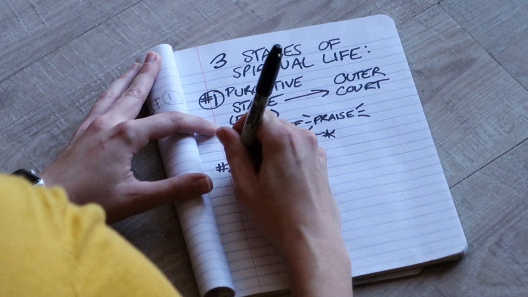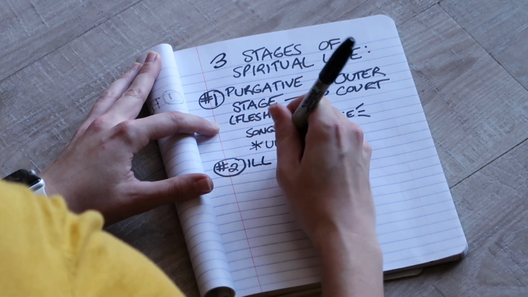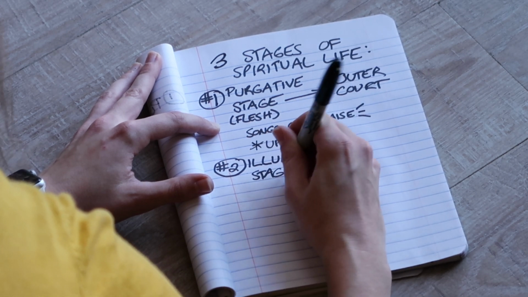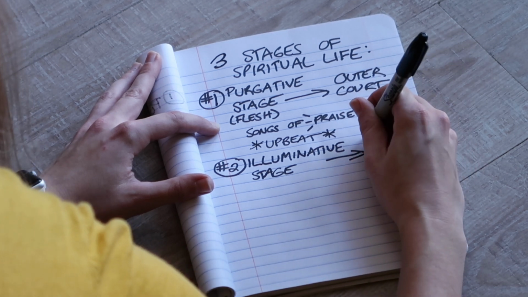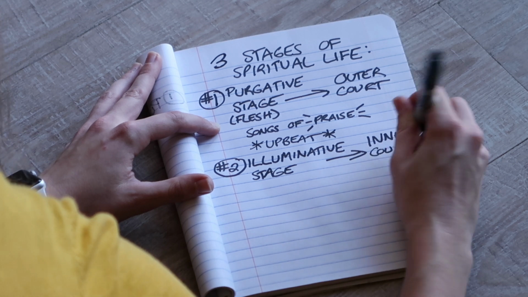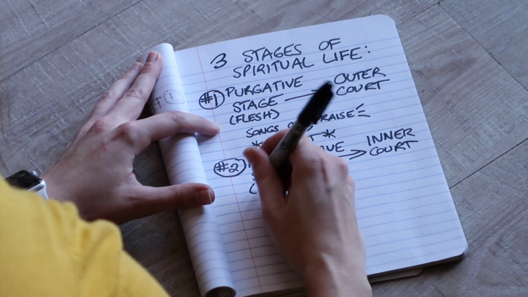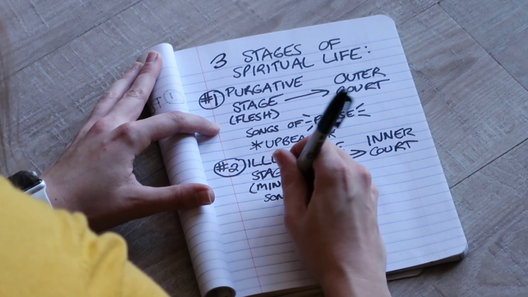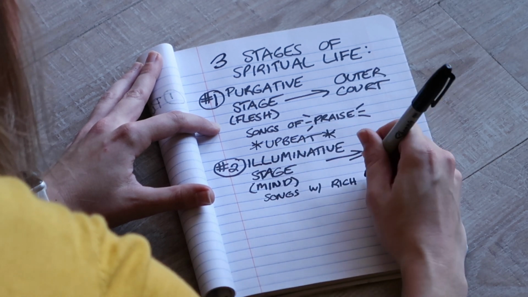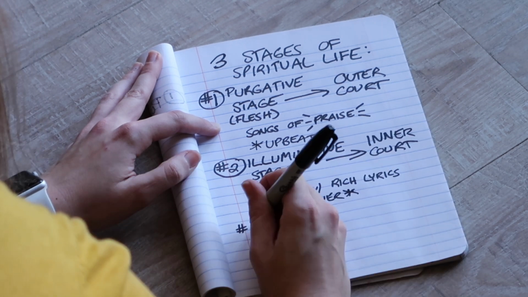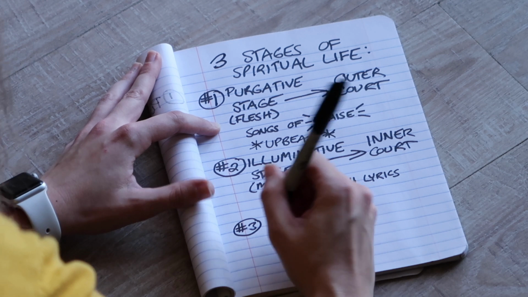So the next stage is what we call the illuminative stage of the spiritual life. So this is where we're seeking knowledge of God. We want to know him more, and this is associated with the inner courts. So you're even closer to the Holy of Holies, and this engages the mind more. So what you're going to want to do is pick songs that are a little bit slower than the outer courts and are rich lyrically, rich in basically meditating upon the mysteries of God.